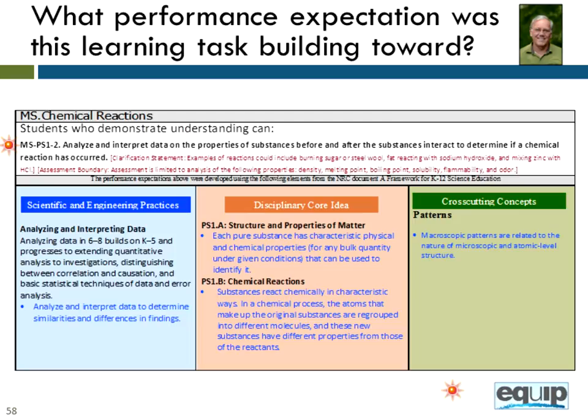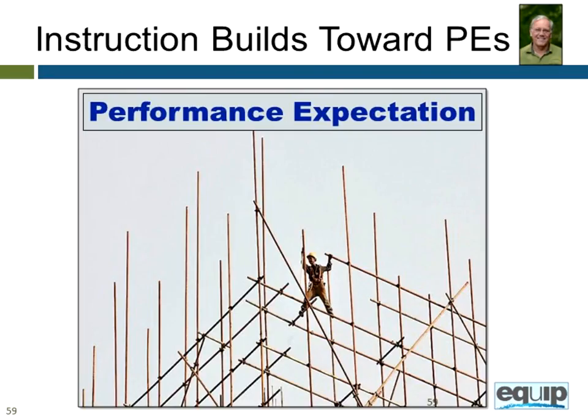But what we should be able to think about is whether it's building towards that performance expectation. That's the critical aspect. When you're evaluating materials with the EQuIP rubric, trying to make this judgment about alignment, do you see this building towards a performance expectation?